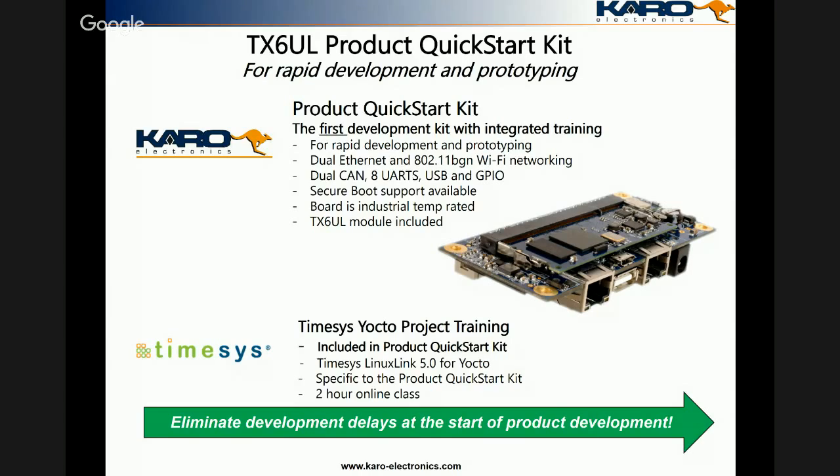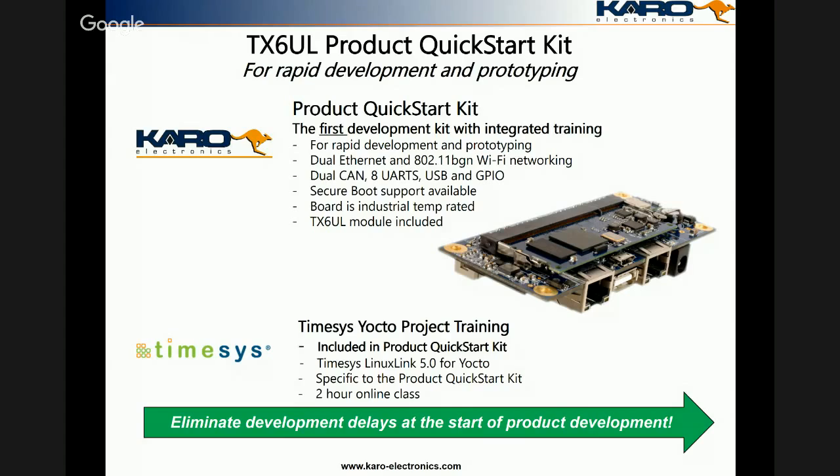So you can very quickly build a test system and develop Linux software to test your new product. Now, we also include a secure boot option where you can actually create your product as a trusted device, and we can provide more information about that secure boot. It's a great foundation to build a secure product on. So the board itself is industrial temperature rated and comes with a i.MX6 ultralight module. So when you purchase the kit, you receive training from Timesys on developing with Yocto using the Ka-Ro kit.